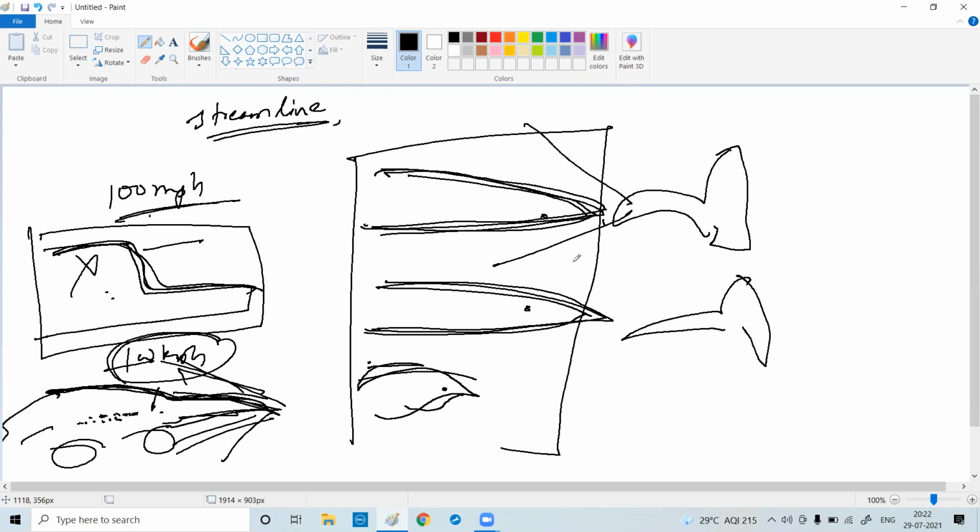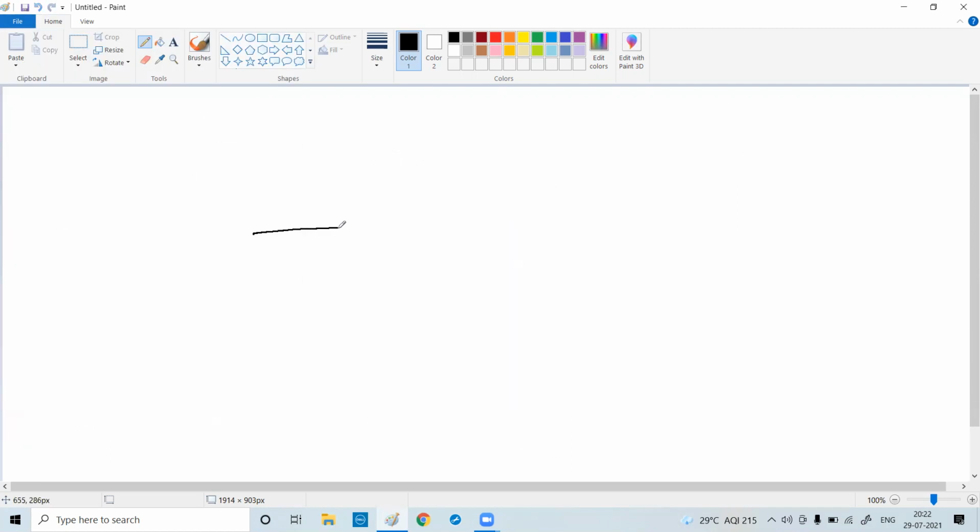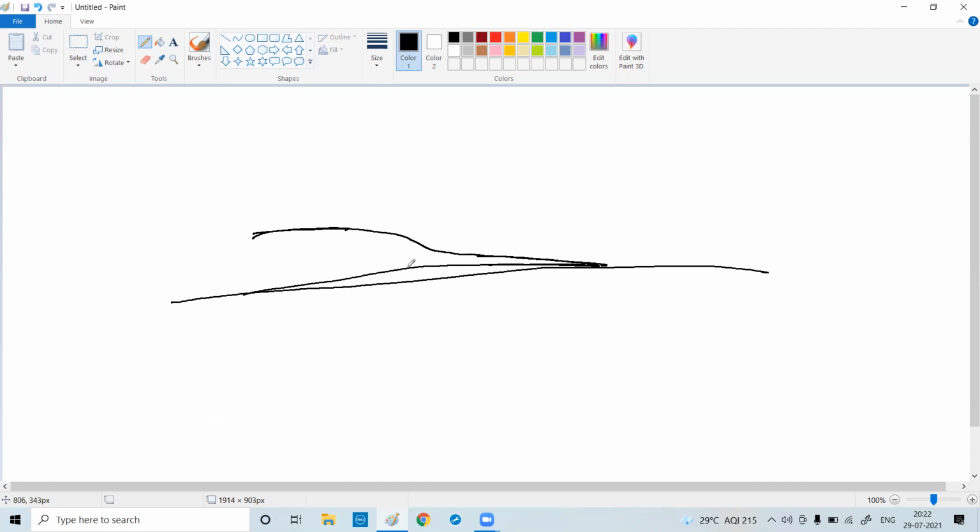Understood? Similarly with water, if you drop a glass of water, you will see that the water will go like this, but when it flows, it will always be like this. Just try to drop water and look from this side. You will see the water flows like this, and the front part of the water will always be a streamline.